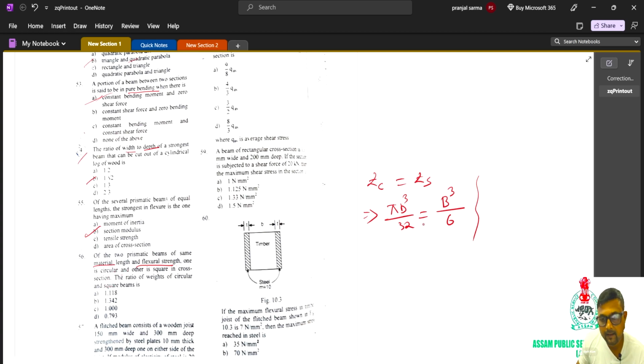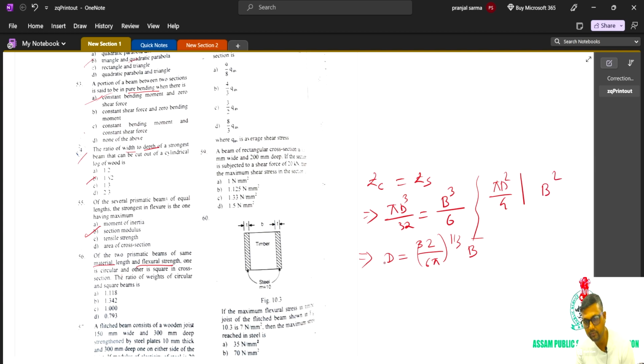So to find the area now. Here what we get, pi d cube by 32 equals b cube by 6. That means we can find here, d is equal to (32 by 6 pi) to the power 1 by 3 into b, right? This is what you get. Now what is the area? Area of circle is pi d square by 4. The area of square is b square.